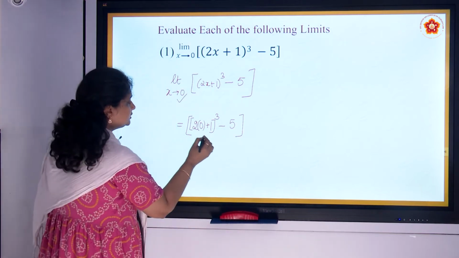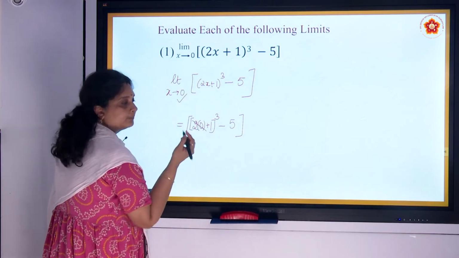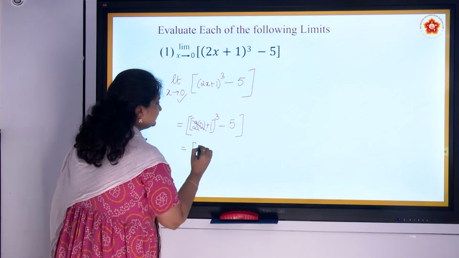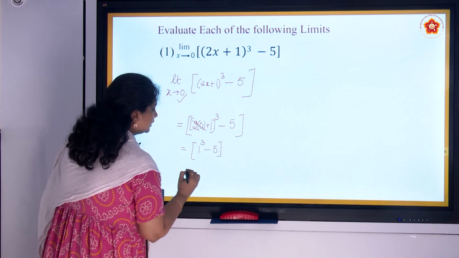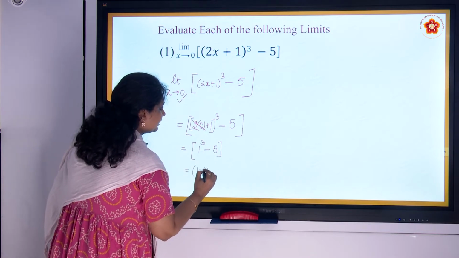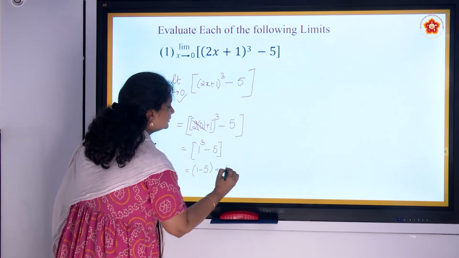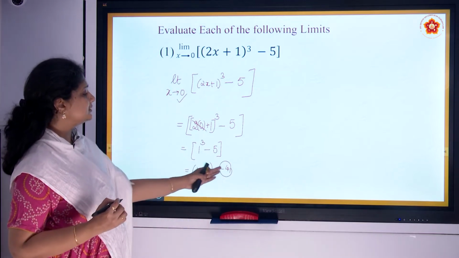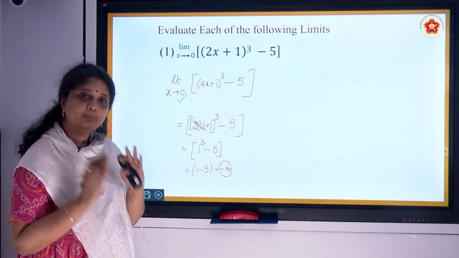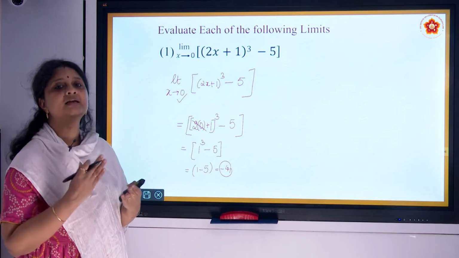Right? 2 into 0 is 0. So, here it gets simplified to 1 cube minus 5. That is 1 minus 5, which is equal to minus 4. Okay? So, now this is my answer. It gives you a proper number, a real number, as its value.